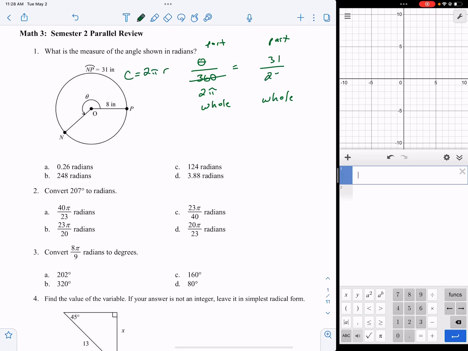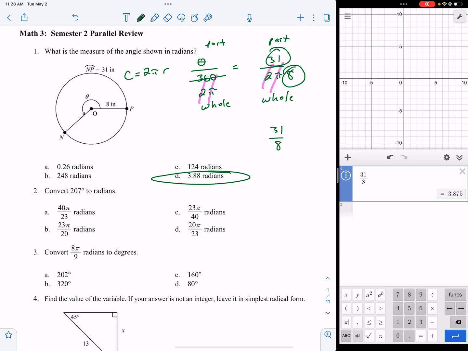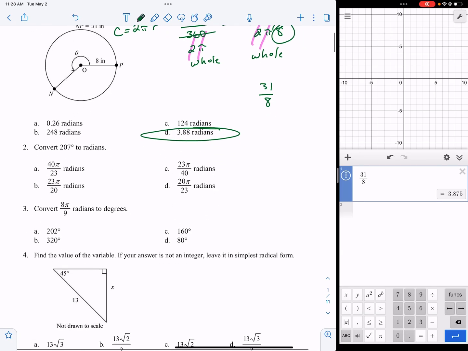So 2 pi, my r is 8. Now what you see on both sides here, 2 pi and 2 pi, cancel. So really all I have left is 31 divided by 8. 31 divided by 8, 3.875. There you go.